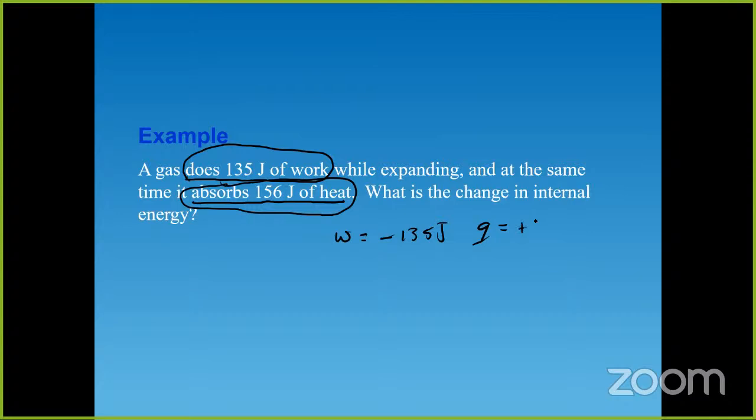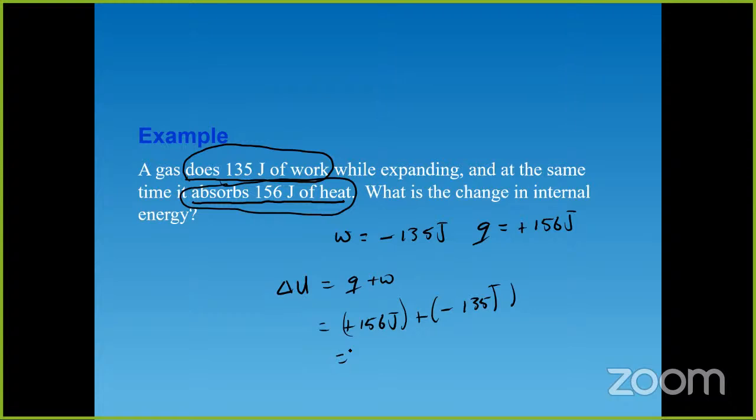Exactly. So it's going to be positive 156 joules, right? So therefore, when you're calculating delta U, which is equal to Q plus W, Q is equal to positive 156 joules. And then you're going to add that to negative 135 joules. So whatever that gives, that would be the answer.